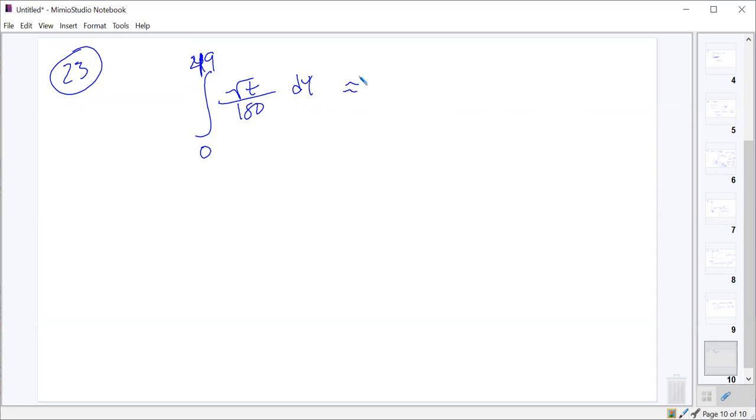I don't know what that comes out to be, but I'm sure one of you does. What does that come out to be? Great, 1.27 tons. Any questions there on 23?